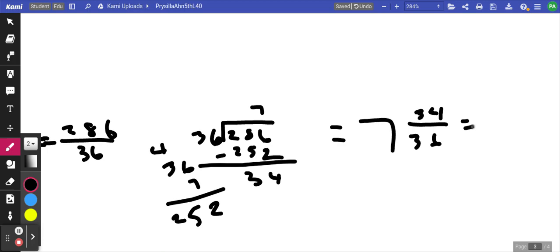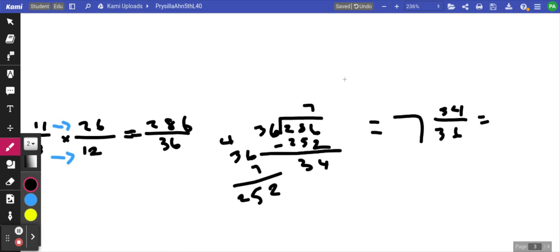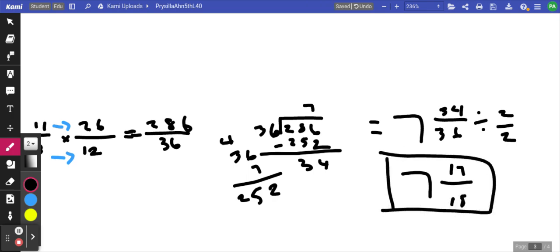So now let's simplify it. We can probably divide it by 2. So let's divide it by 2. And then you get 17 over 18. And you can't simplify any further, so that is your answer.